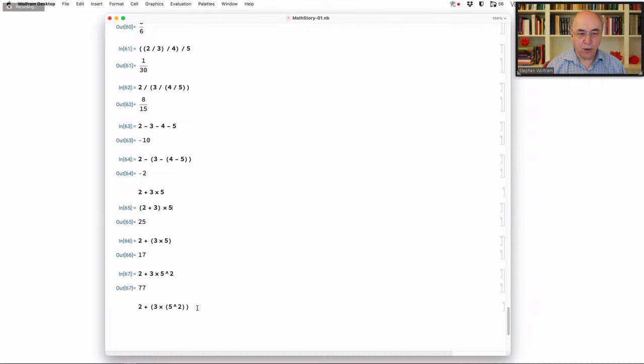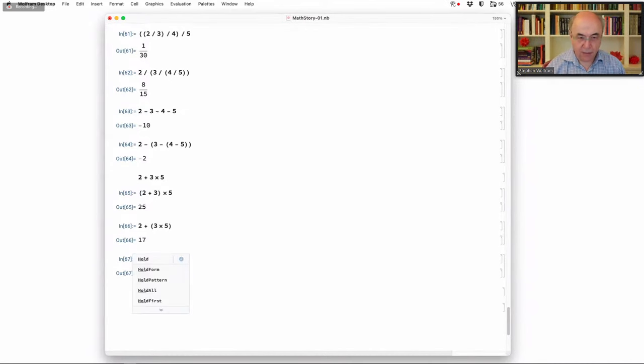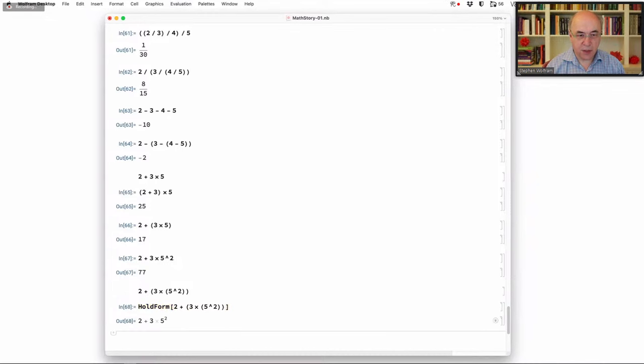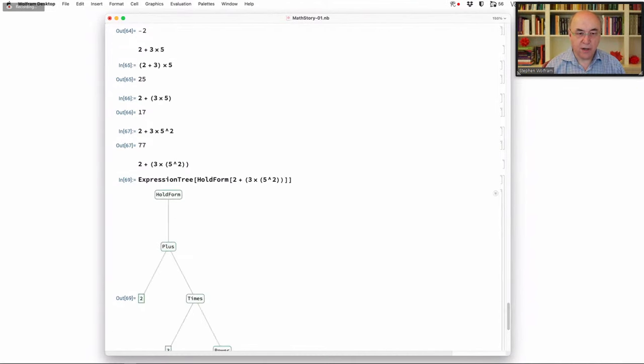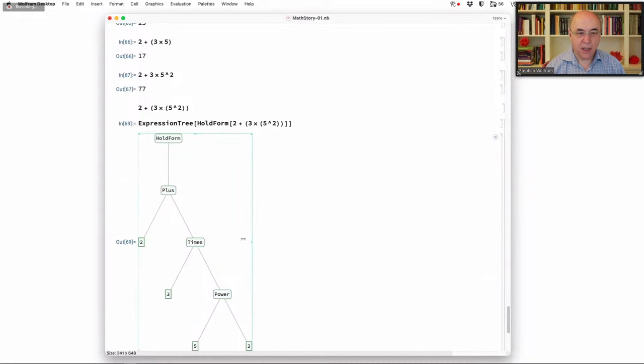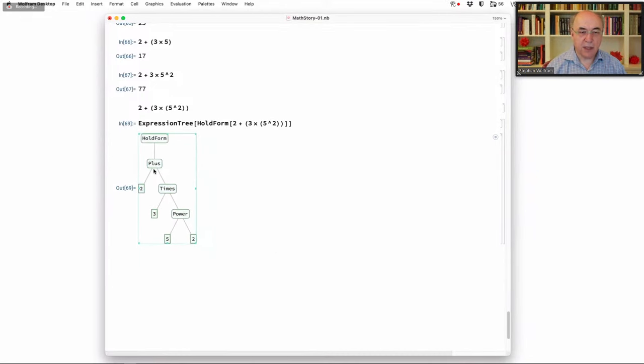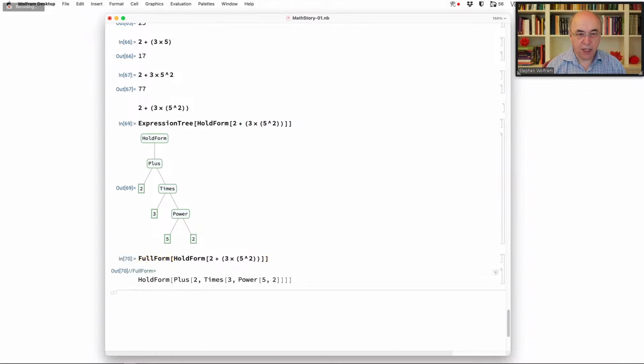Now, in fact, if you go sort of computeristic on this whole thing, we have to stop it actually evaluating these things. But then we can say something like, show us the expression tree of this. And what we'll see is that it's made this tree where plus is at the top, we do the power at the bottom, and it's the plus of the times of the power. We can also see, if we just look at the full form of this expression, that it's written out as power inside.